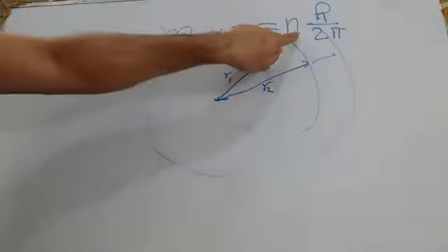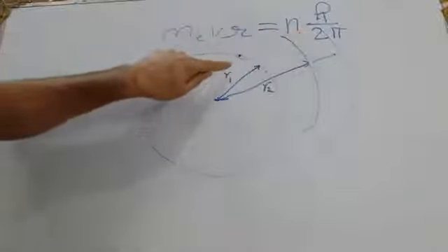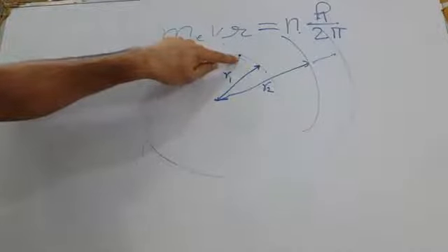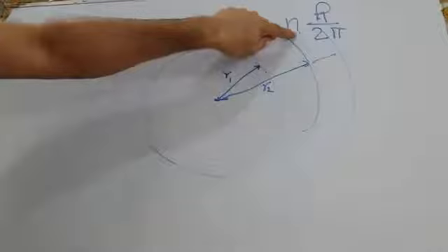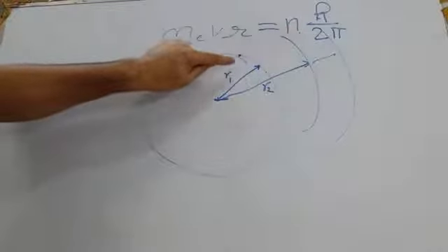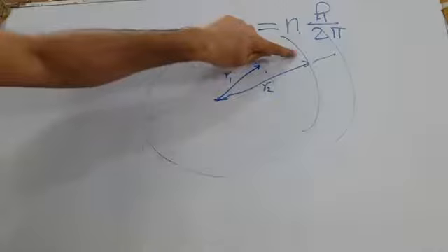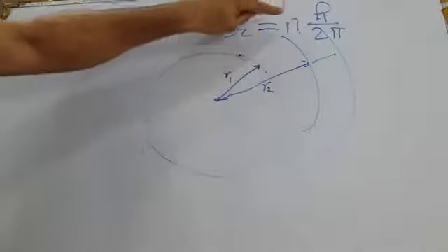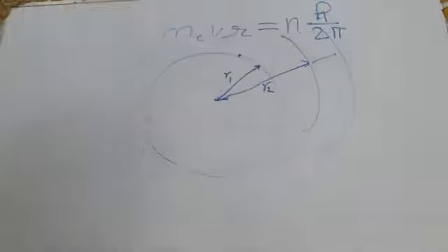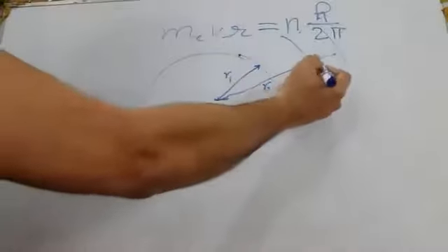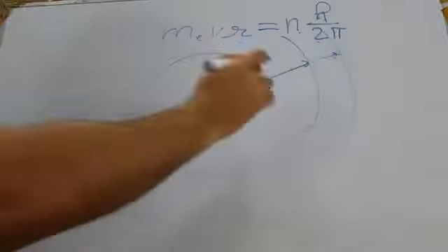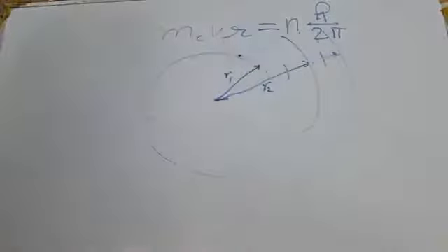Means when n is 1, then the corresponding r1 would be its path, and if it is 2, then the electron would go to that orbit where its angular momentum is 2 into h upon 2 pi. Similarly, it would go to the third orbit where its angular momentum is 3h upon 2 pi, and not in between.